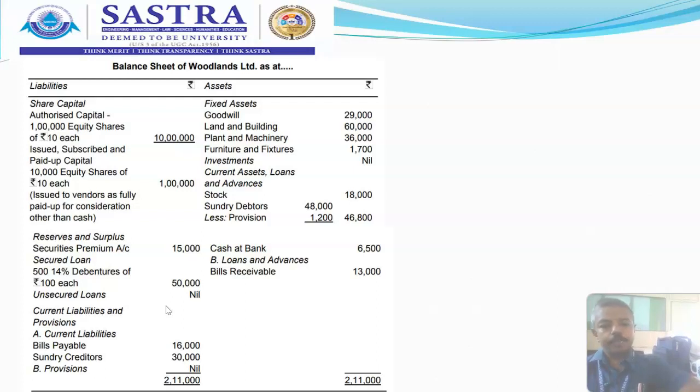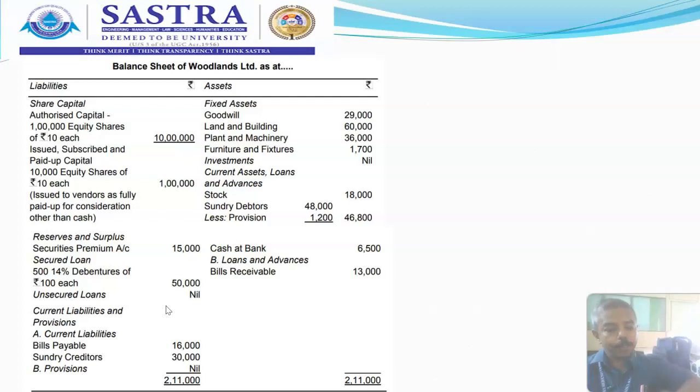Share capital, what is the authorized share capital? That's the first item in the balance sheet. It will not be considered for totaling the liabilities. Authorized share capital is only to showcase how much total authorization the company has received from the company law board, which means at the maximum they can raise funds up to the authorized share capital. So their authorized share capital is rupees 10 lakhs.